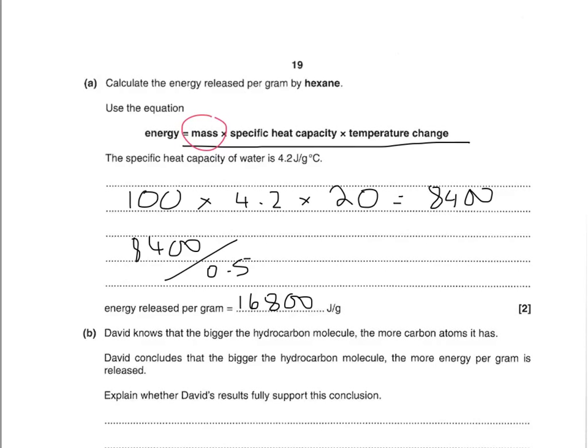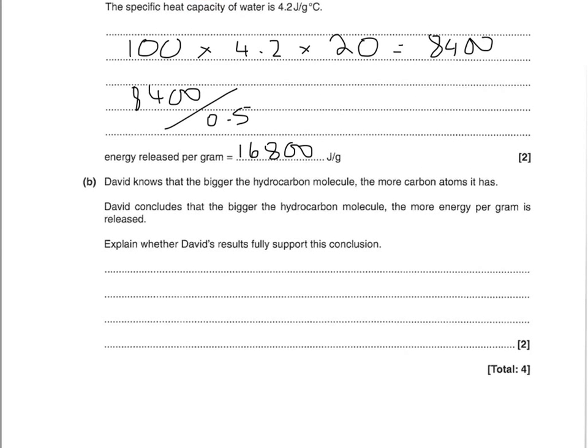And then the next question says, David knows that the bigger the hydrocarbon molecule, the more carbon atoms it has. David concludes that the bigger the hydrocarbon molecule, the more energy per gram is released. Explain whether David's results fully support this conclusion. Now here there's only a mark for the explanation. There's no mark for your answer, if you like.